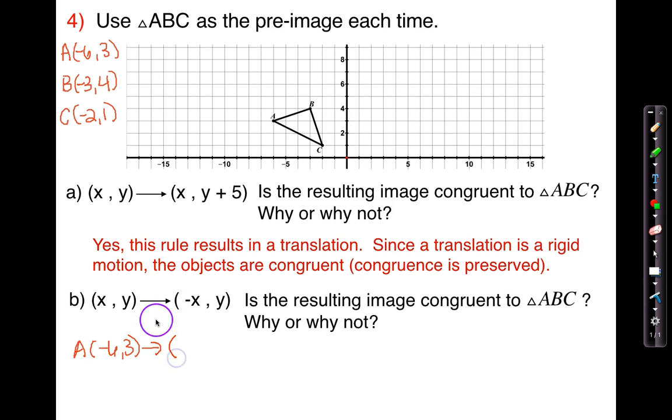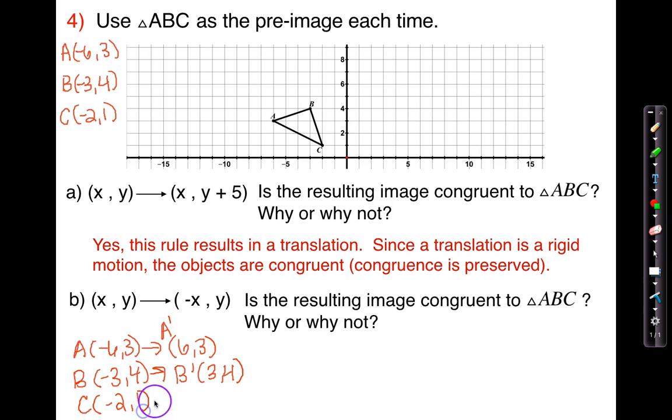I'm going to go ahead and take the opposite of X, so that's going to give me 6, and keep Y the same, so that's going to be 3. So this is A prime. Now let's try B. B is -3, 4. So B prime is going to become, well, the opposite of X, which is +3, and we're going to keep Y the same, so we're going to keep that a 4. And last but not least, for C, we have -2, 1, which is going to become, well, the opposite of X, which is +2, and keeping Y the same, that's going to become a 1.